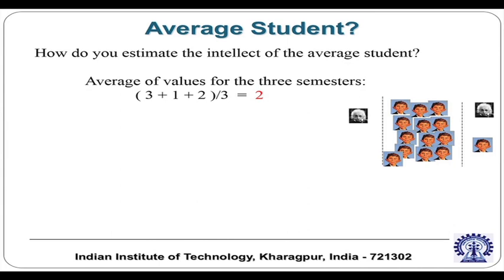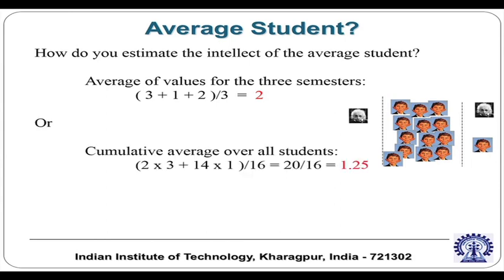So the average value of the 3 semesters, this is one possibility. This will give you the concept of an ensemble. Average values of the 3 semesters, 3 plus 1 plus 2 divided by 3, which is 2, if you take semester wise average. On the other hand, if you take average over students, this is also averaging. So you have 2 times the genius student has appeared plus 14 times the ordinary student has appeared, divided by 16, the total number of students, that is 1.25.